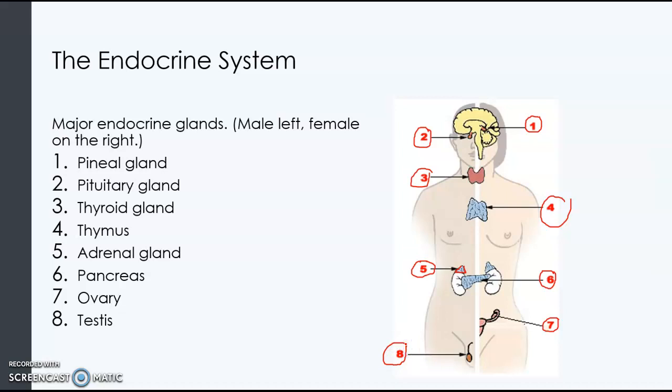And then number 8 is the testis, which produces testosterone to help regulate males' secondary sex characteristics, as well as the production of sperm.